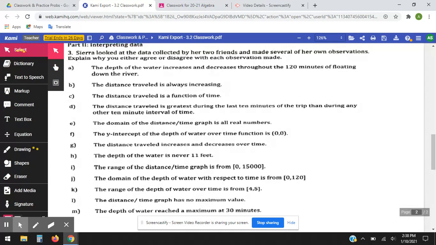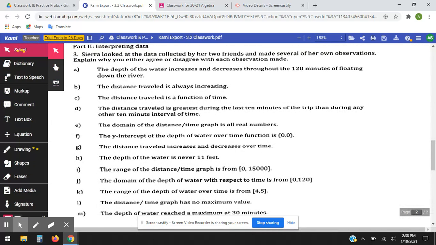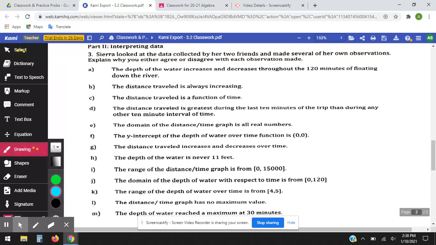So part 2, just interpreting data. Sierra looked at the data collected by her 2 friends and made several of her own observations. Explain why you either agree or disagree with each of the observations made. So the depth of the water increases and decreases throughout the 120 minutes of floating the river. Well, I agree with that, because we did have moments of increase and moments of decrease when we were looking at that first graph.